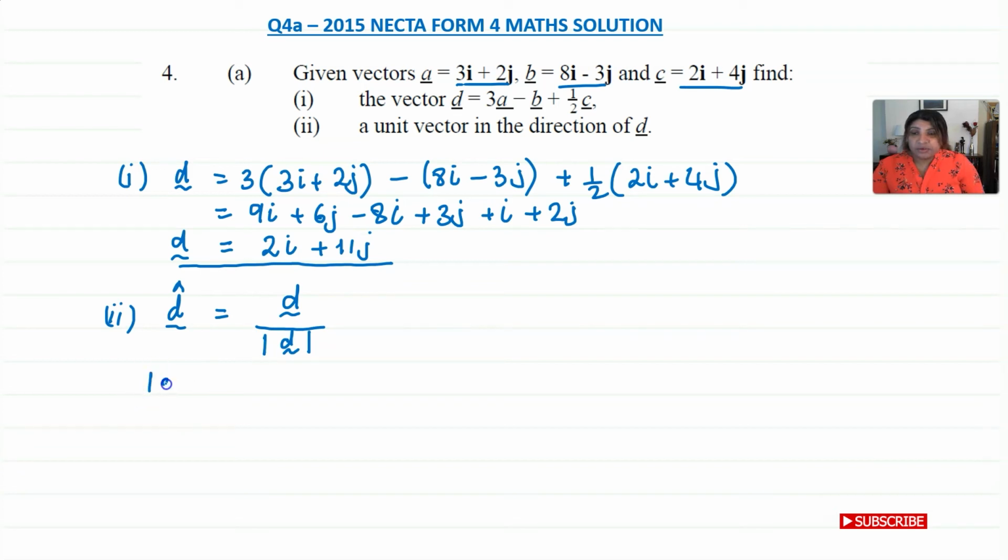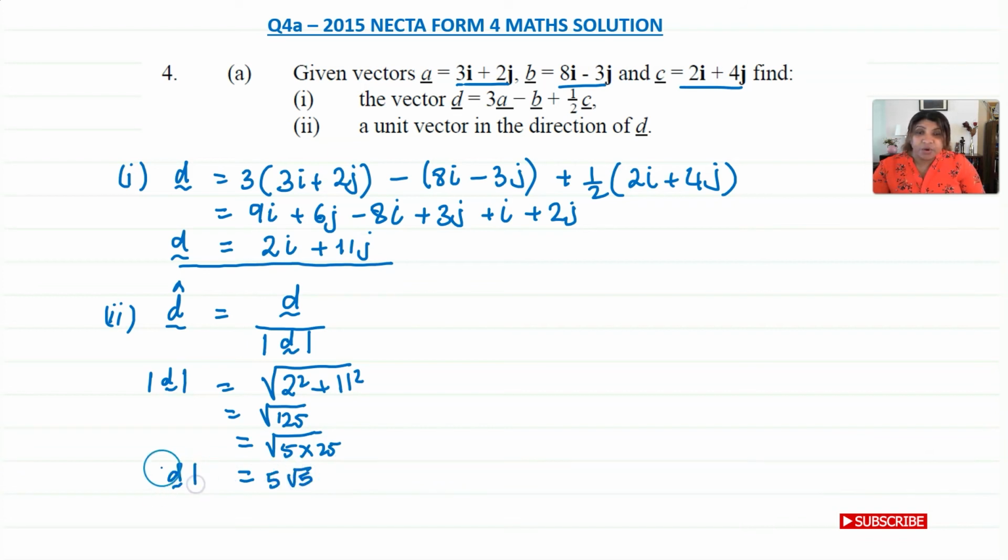So the magnitude of vector d then is given as the square root of the sum of the squares of its components. So that's going to be 2 squared as a component of vector d plus 11 squared. So this is going to give you square root of 125. If you split this, you get 5 times 25, and if you go further, you will get 5 root 5. So this is the magnitude of vector d.